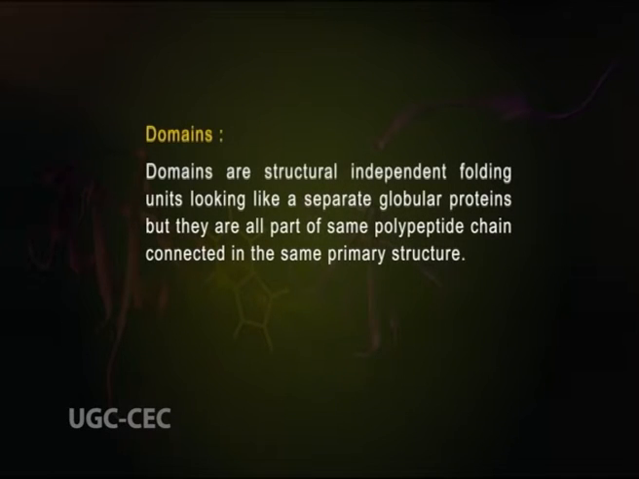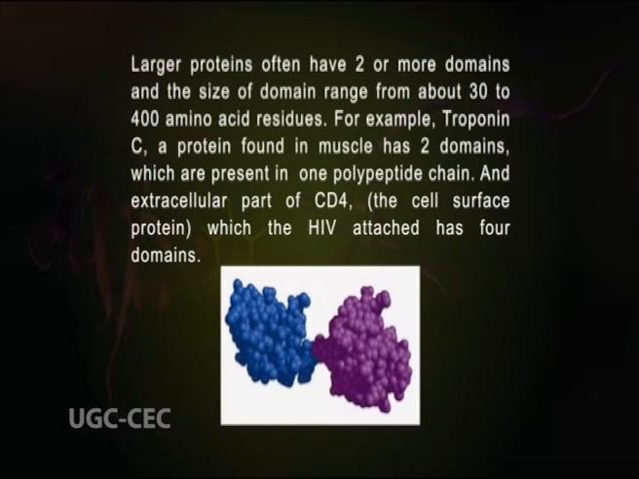Now another structure, domains. Domains are structurally independent folding units looking like separate globular proteins, but they are all part of the same polypeptide chain, connected in the primary structure. Large proteins often have 2 or more domains, and the size of a domain ranges from about 30 to 400 amino acid residues. For example, troponin C, a protein found in muscle, has 2 domains present in one polypeptide chain, and the extracellular part of CD4, the cell surface protein to which HIV attaches, has 4 domains.